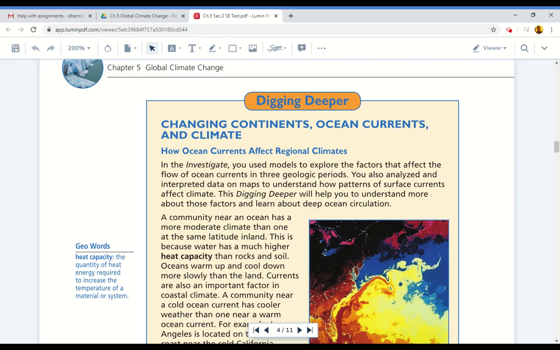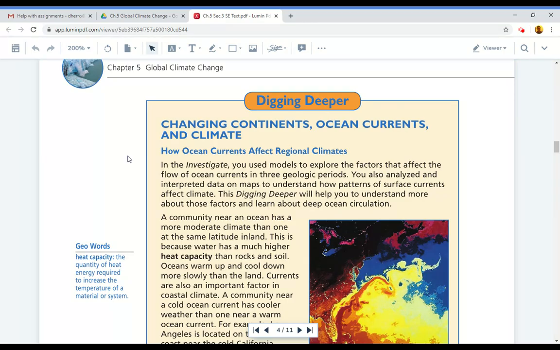Section 3. How do plate tectonics and global ocean currents affect climate? Digging deeper. Changing continents, ocean currents, and climate. How ocean currents affect regional climates.